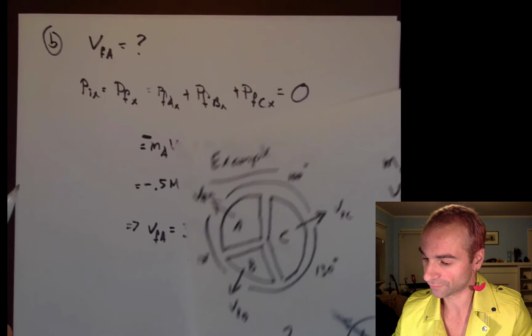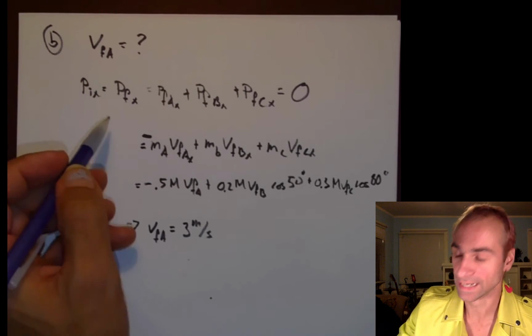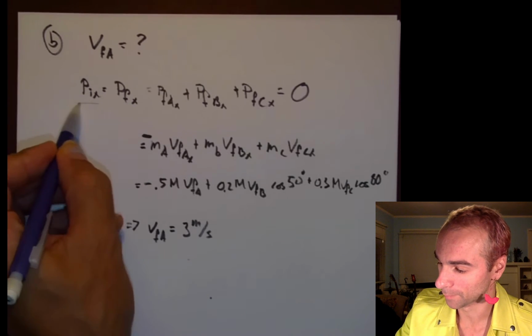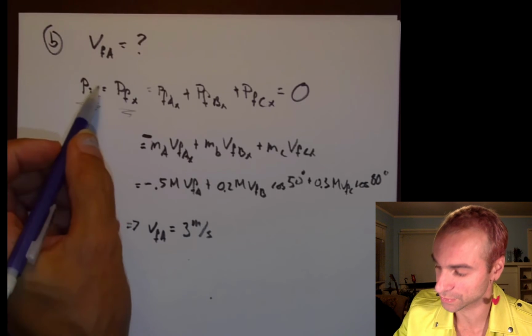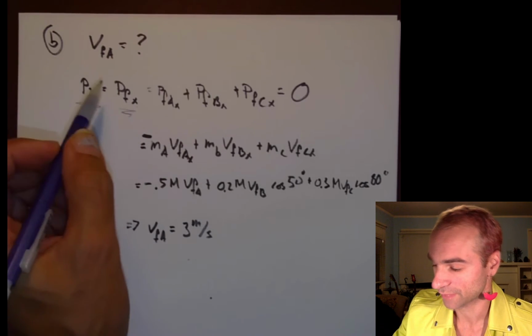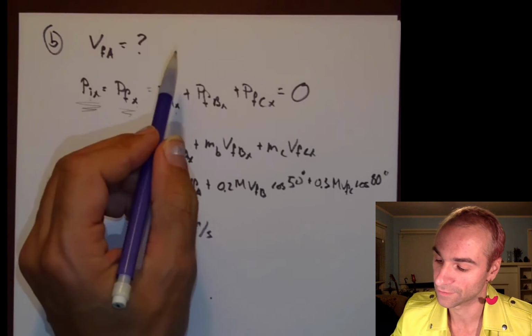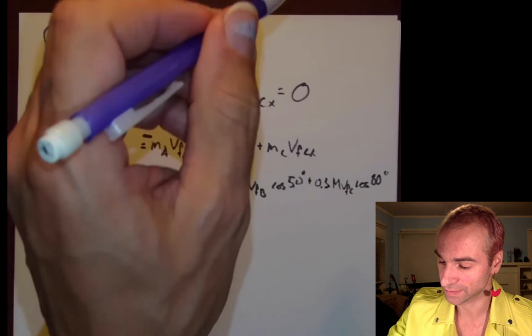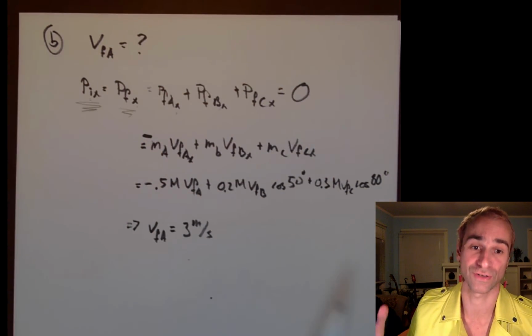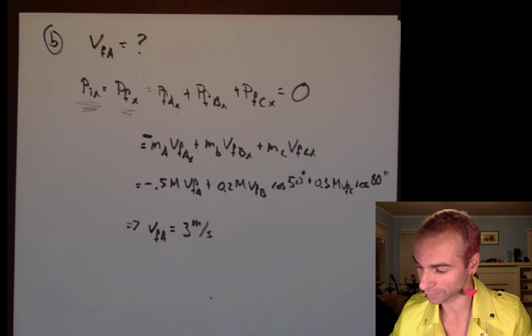So first off, we know that initial is going to equal final. The momentum initial in the x direction has to equal the momentum final also in the x direction. That means that the final momentum of the A, final momentum of the B, final momentum of the C, all in the x direction, have to equal 0. Because remember, it starts at rest. So the initial momentum was all 0.